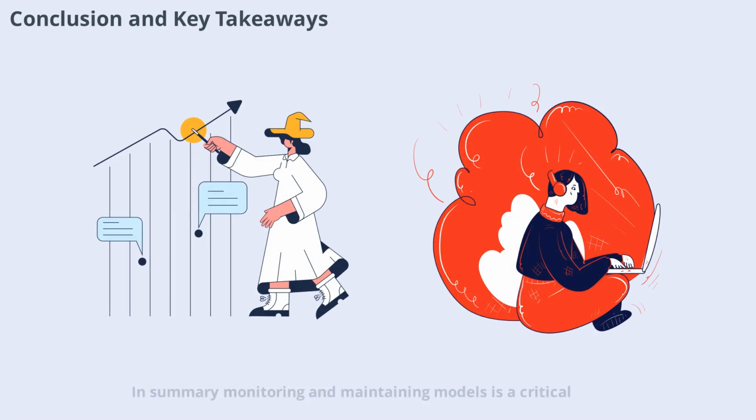In summary, monitoring and maintaining models is a critical part of deploying and integrating data science solutions. By implementing robust monitoring systems, automating maintenance, and fostering collaboration, you can ensure that your models deliver consistent value. Remember, effective monitoring is not a one-time task but an ongoing commitment to excellence in data science.